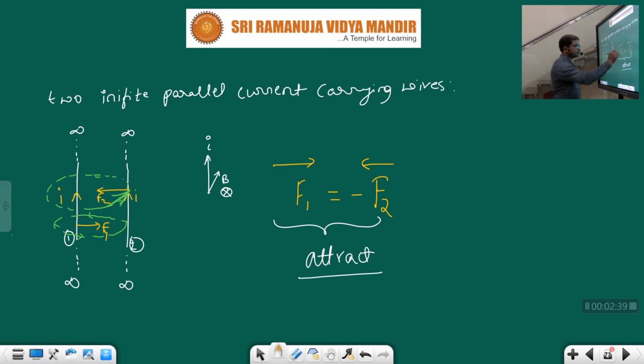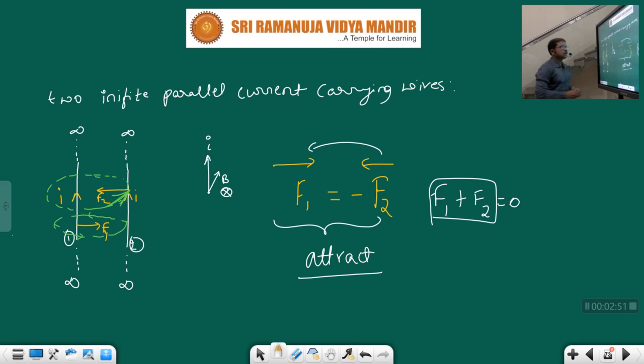See, if you observe here, send this F2 here, children, it becomes F1 plus F2, net force is equal to 0. Means forces are adding here, the two wires come closer. Opposite direction, two forces are acting, so they are getting closer. Means they attract each other. When will they attract? When current direction is same in both wires. Then the forces make the conductors move together. Means attractive nature will develop between the two wires or two conductors.